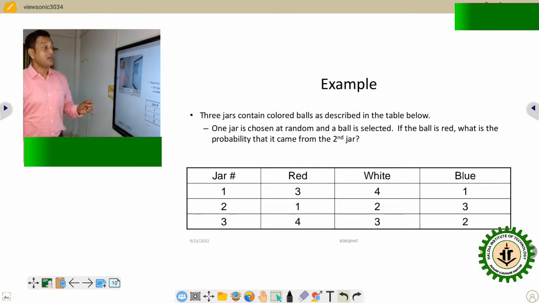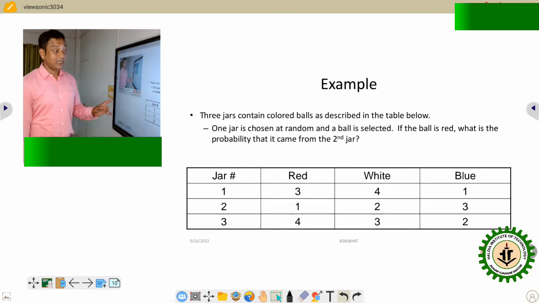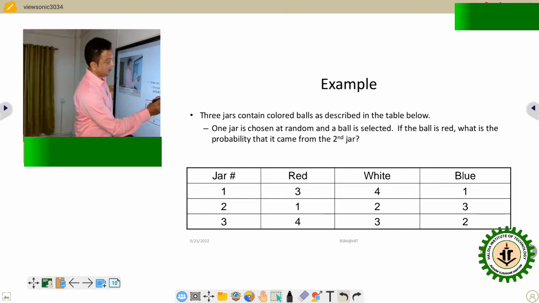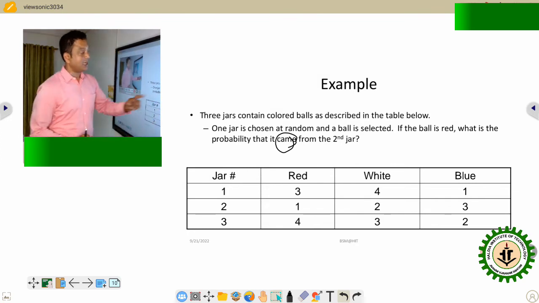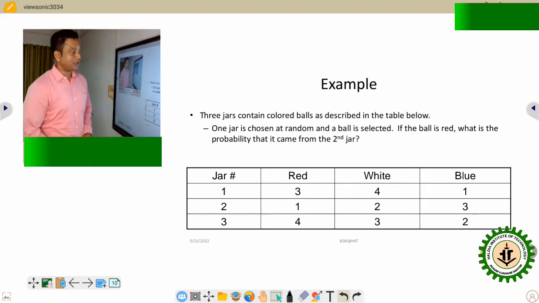Which ball is selected is also not specified. If the ball is red, I mean this thing is known to you, what is the probability that it came from jar 2? Look at this. This is what I told you previously: the past tense will be used. It came from jar 2. Then you keep in mind that it can come from any jar.